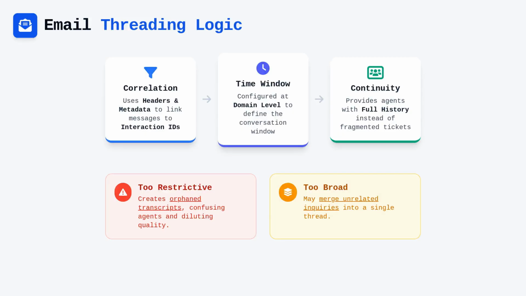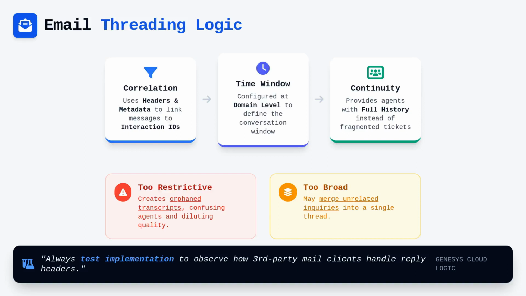So finding the right balance based on your typical resolution time is key to efficient administration. You must always test these settings during your implementation phase to observe how the system interprets reply headers sent from common third-party mail clients.